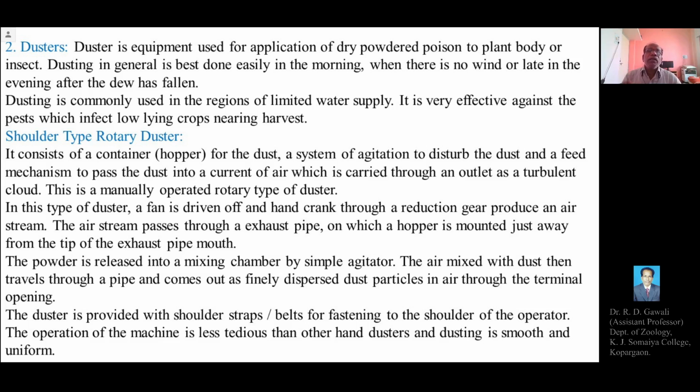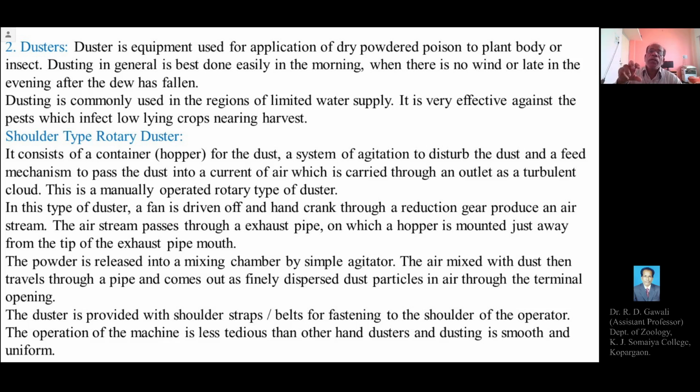Dusting in general is best done usually in the morning when there is no wind, or late in the evening after the dew has fallen. So this is the timing. Dusting is best done in the morning when there is no wind, because if there is wind, the powder pesticide will be blown to one side and cannot be applied evenly on the crop plant. So dusting is usually done in early morning to form a uniform layer of the powder pesticide on the crop when there is no wind, or late in the evening after the dew has fallen.